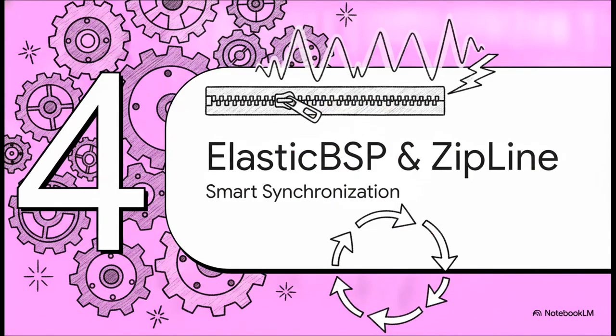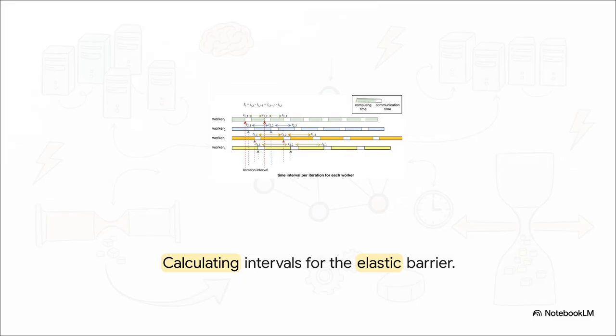So how do we fix that? Section 4, ElasticBSP and Zipline. Basically, we're back to square one for massive FCL models. We desperately need to avoid the agonizing idle times of vanilla BSP. And this is exactly where ElasticBSP completely re-engineers the process.